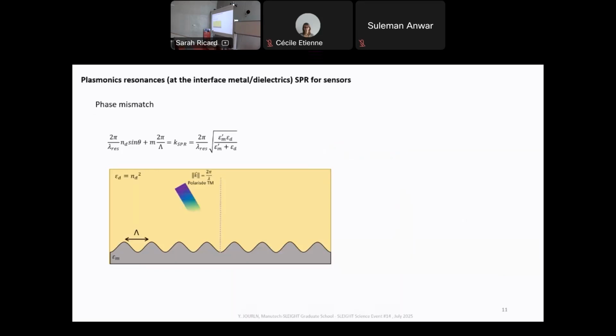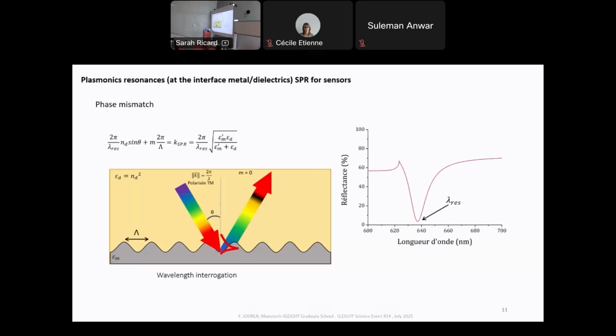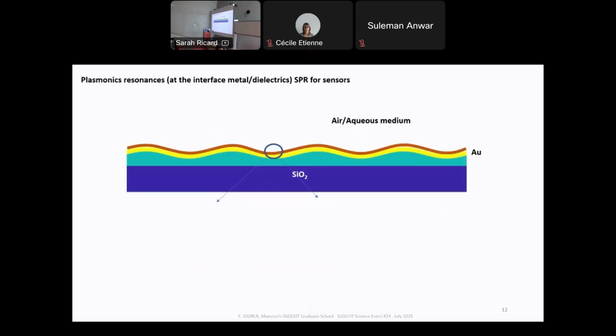So let's explain in more details. We have this resonance, and when we change the refractive index, the permittivity, we will shift the resonance, as Olivier explained also for nanoparticles. But here we have to scan or to follow the peak of the wavelength, or it can be also with the angular spectrum.